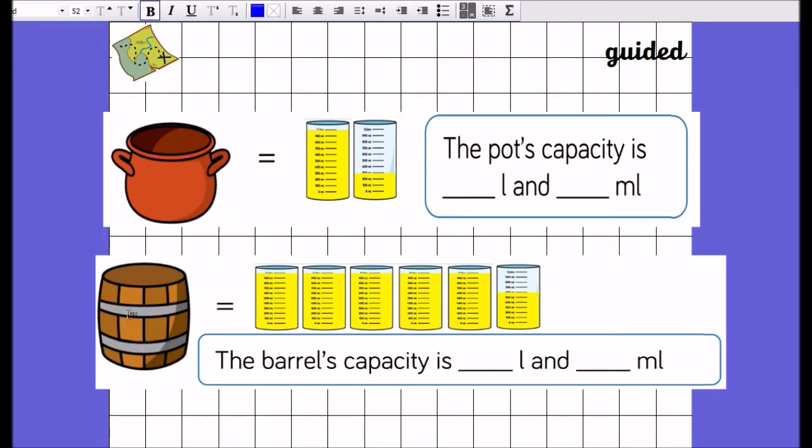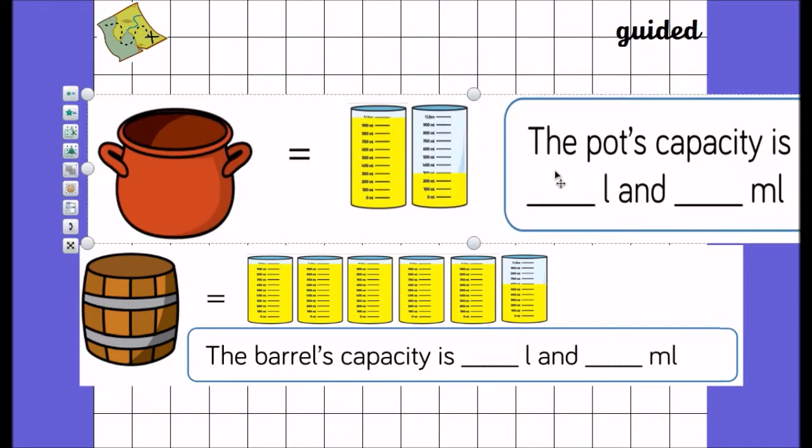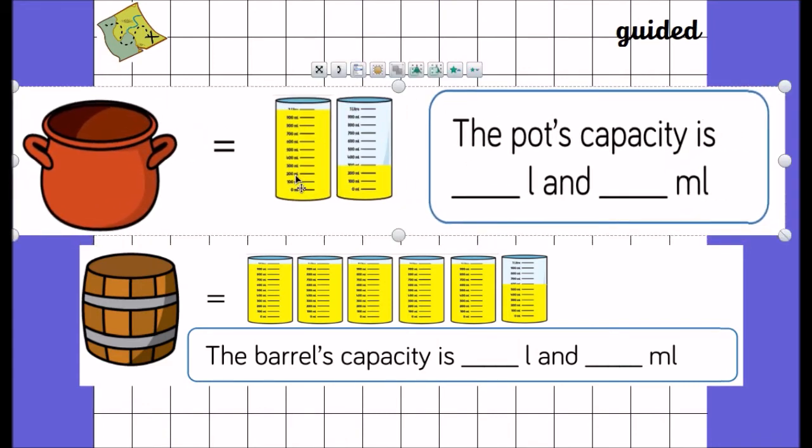Okay then, so our guided part today. I've got this pot and this is how much I can get in it, okay? That's its capacity. How many litres and milliliters can fit inside this pot? So we need to have a look, and it is a little bit small, so I'm going to make it a bit bigger. So the capacity of this container here, this first one, is 1 litre, and that is where it is up to. So we have got 1 litre.